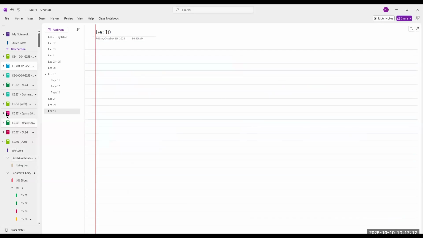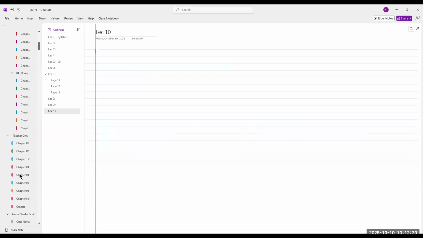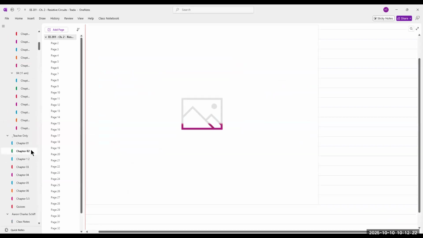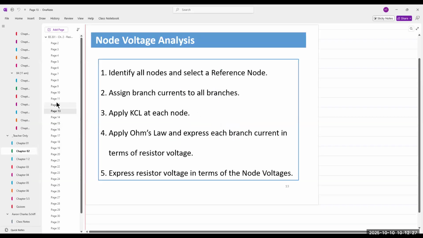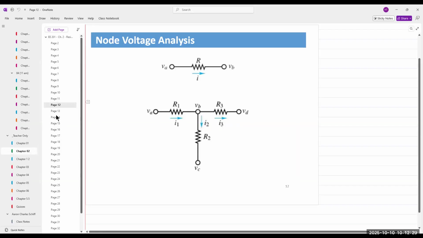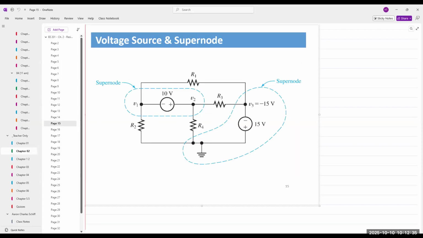So let's see. Just need to find the circuit diagram for the example. All right, this one.